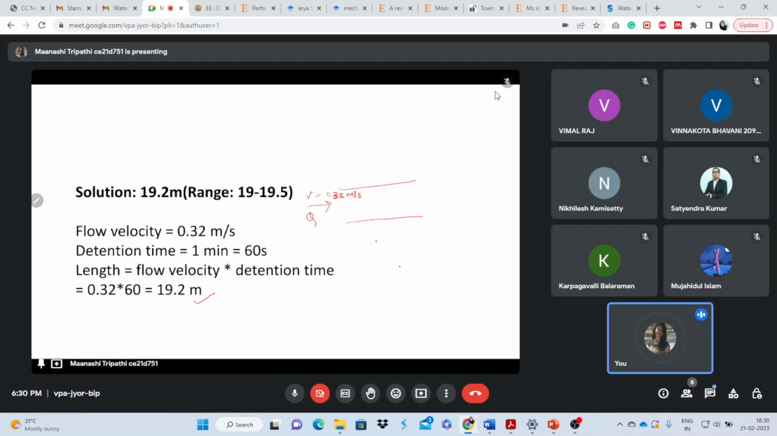Okay, so detention time is given. We need to find out the length. When the time is given and velocity is given, we can easily find out the length. And with this information, we can find out the area also. And if we have detention time and Q, we can find out the volume, area, depth, everything. It's very easy to solve. There can be many more questions in this single question.